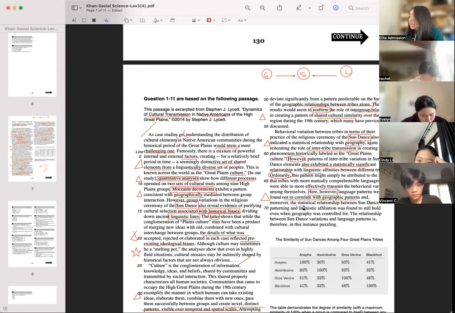And moreover, the statistical relationship between Sundance patterning and linguistic affiliation was found to still hold even when the geography was controlled for. So that's scientific language again: controlled for. What does that mean? Something was still holding while something was controlled for. The relationship between them is therefore puzzling. Okay, that's the end. So do you know what that means?